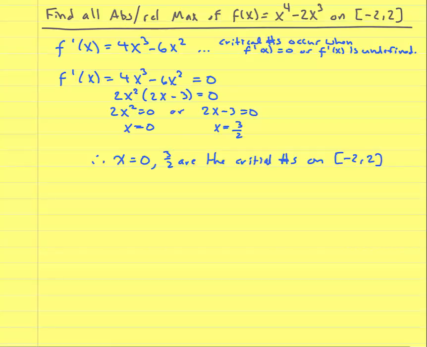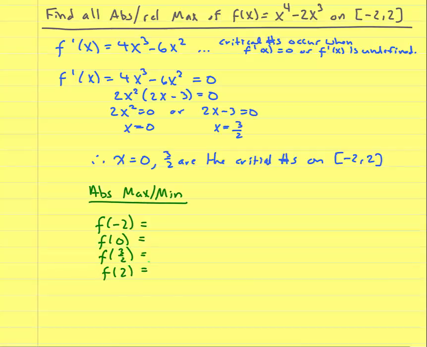So let's go ahead first and look at absolute max and absolute mins. So what I'll do is I'll start with -2. Something important is going on at -2. Then I'm going to check 0. Then I'm going to check 3/2. And then I'm going to check +2. And again, what I'm doing is I'm checking the endpoints and the critical numbers to find out what is the maximum, absolute max, and absolute min value.